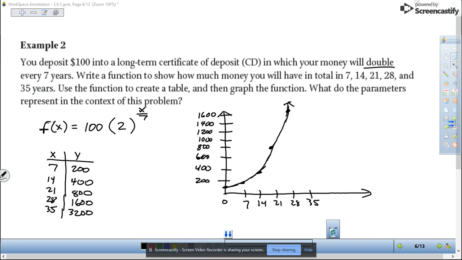Parameters in this one are the base, which is 2, and our added amount on the end, which is 0. I mean, the context here, the rate is the big one. The only parameter we have is the rate, which is double.